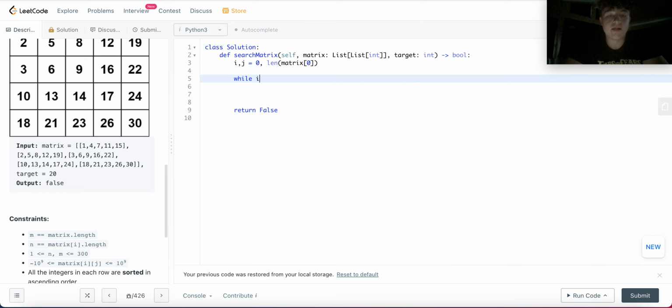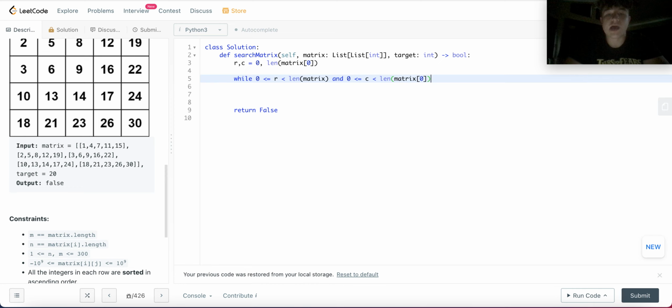So while 0 is less than or equal to I is less than the length of the matrix, because this is our row. So we'll call this row and column, actually, just so I don't confuse myself more than I'm already confusing myself right now. So row is less than the length of the matrix. That's the number of rows. And 0 is less than or equal to column, which is less than the length of matrix 0.